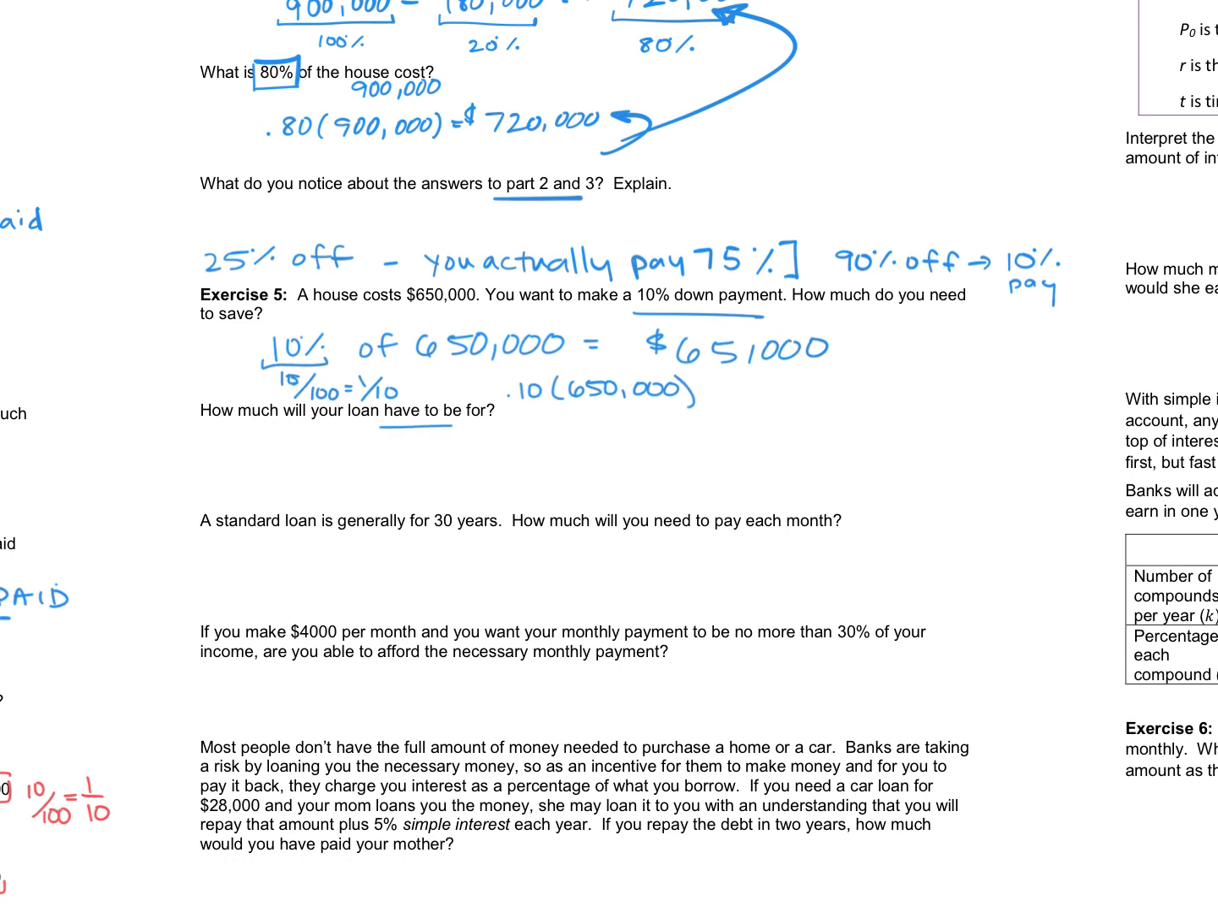So how much will our loan be for? Again, we can think about it like up above and say, well, 10% down, that means we're going to pay 90% of that $650,000 for our loan. So if you do that, again, 0.90 times 650,000 will be $585,000. Or we could just take our total home price, which was that 650,000, take off our down payment, which was 65,000, and we end up, you can see, with that same amount. Either way, that's what our loan will be for.